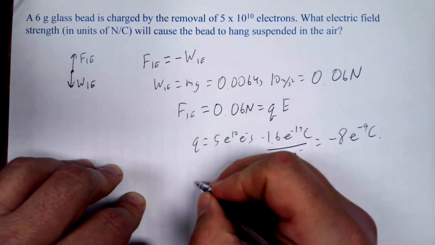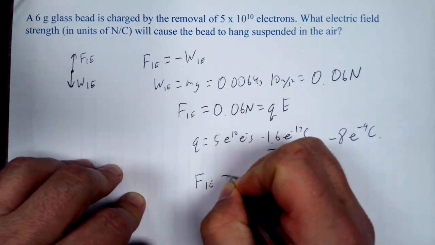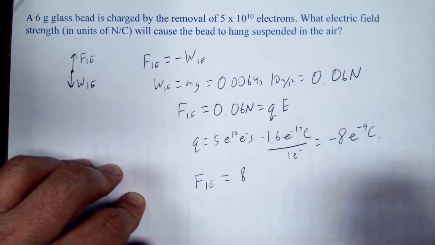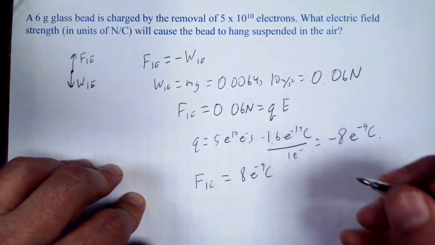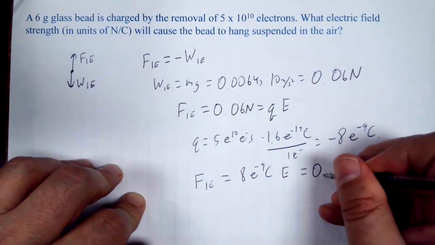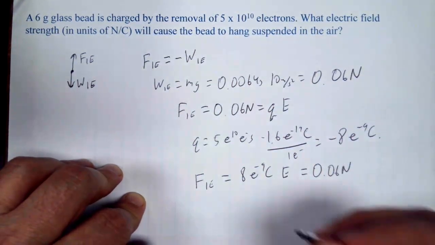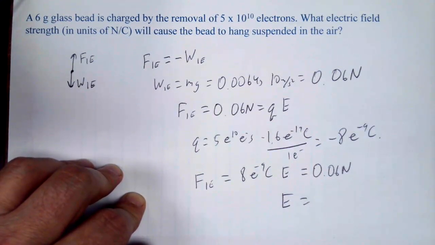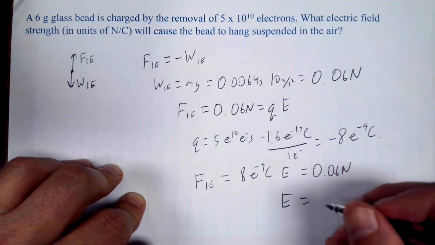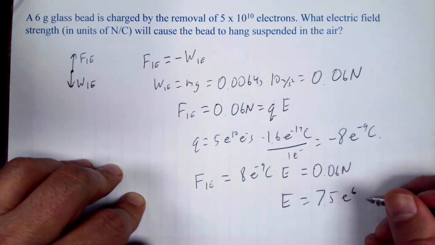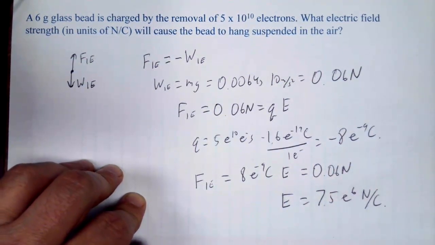So that means our force 1e is equal to 8e to the minus 9 coulombs times the electric field, and that is equal to the 0.06 newtons from before. So we can then solve for the electric field by dividing the force by the charge in coulombs. And if we do this, we get an electric field of 7.5e to the minus 6 newtons per coulomb.